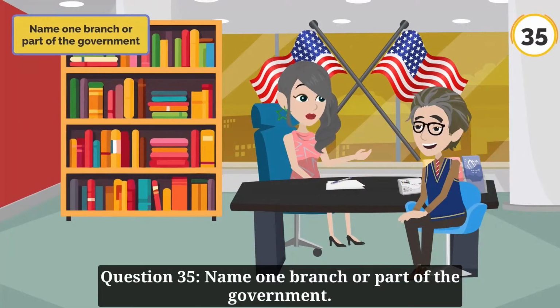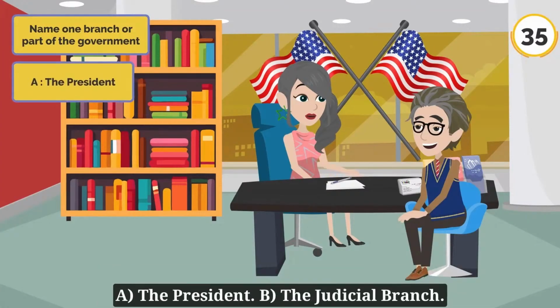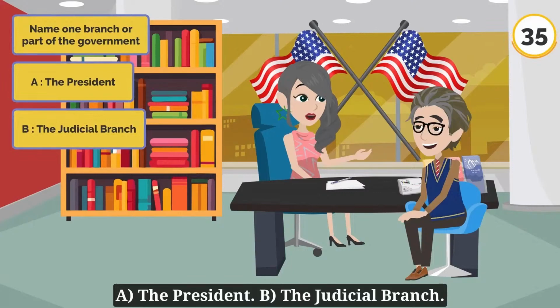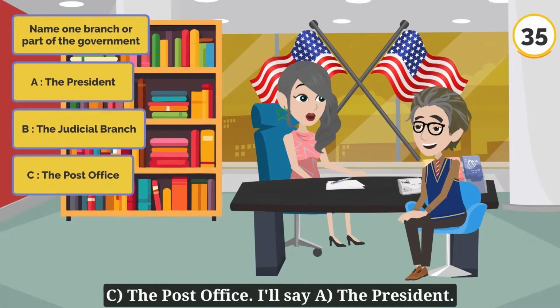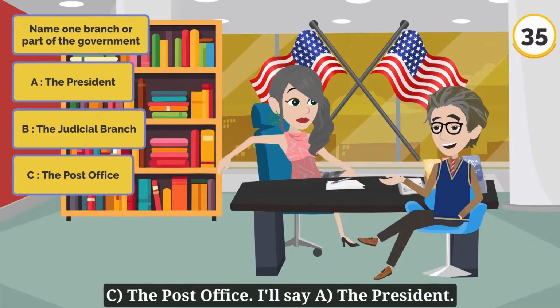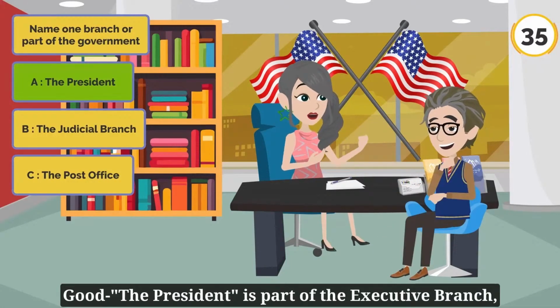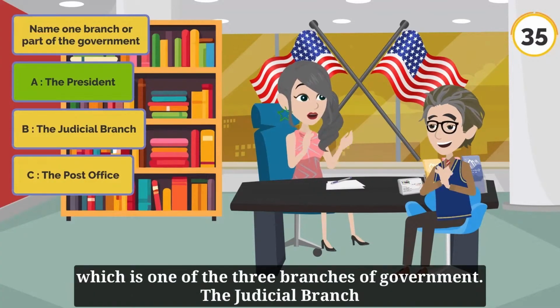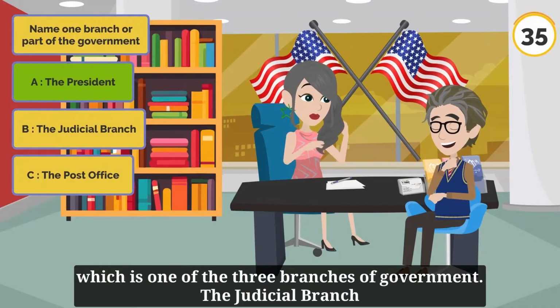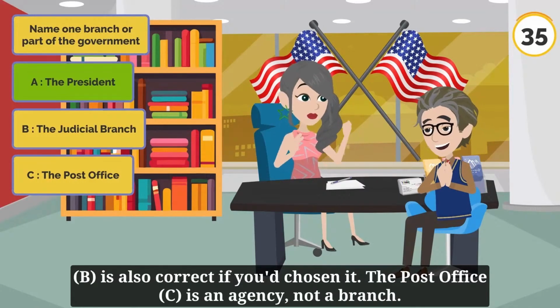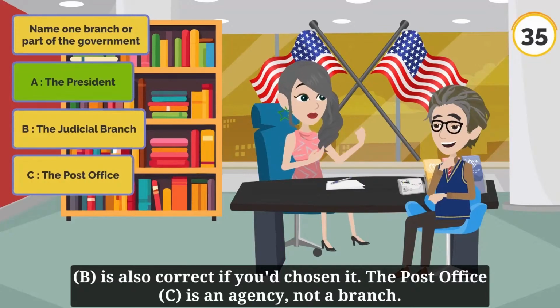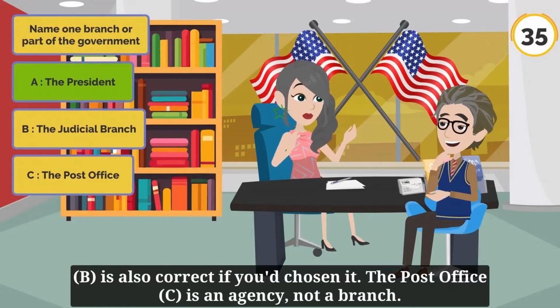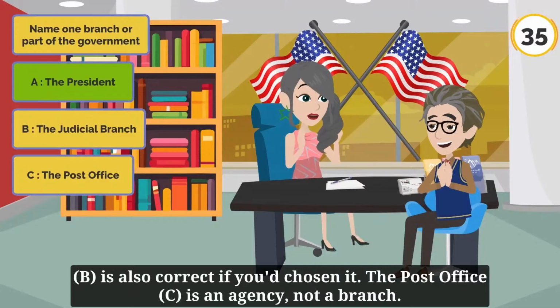Question 35. Name one branch or part of the government. A, the President. B, the Judicial Branch. C, the Post Office. I'll say A, the President. Good. The President is part of the executive branch, which is one of the three branches of government. The judicial branch, B, is also correct if you'd chosen it. The post office, C, is an agency, not a branch.